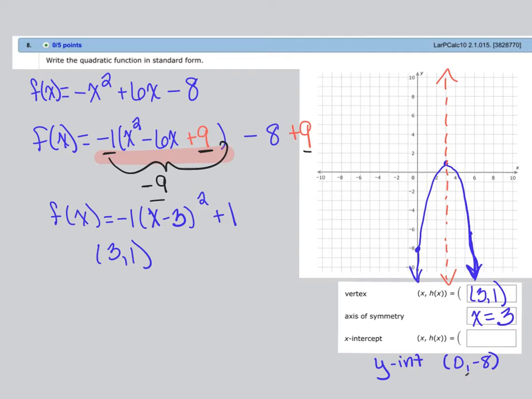Okay, now we've got to find our x-intercepts. We're going to do our x-intercepts down here. So I have f of x equals -x squared plus 6x minus 8. And this can be factored.